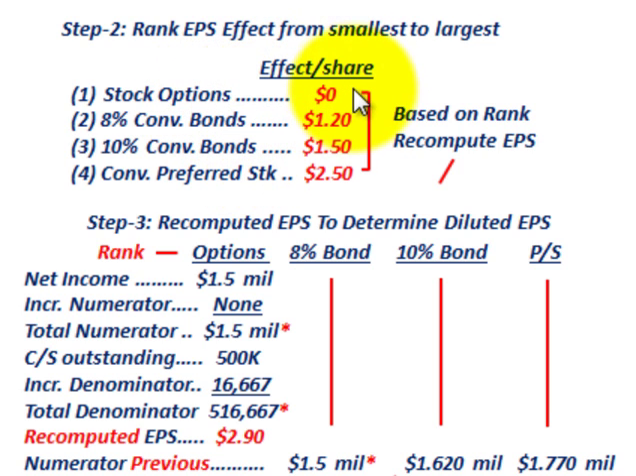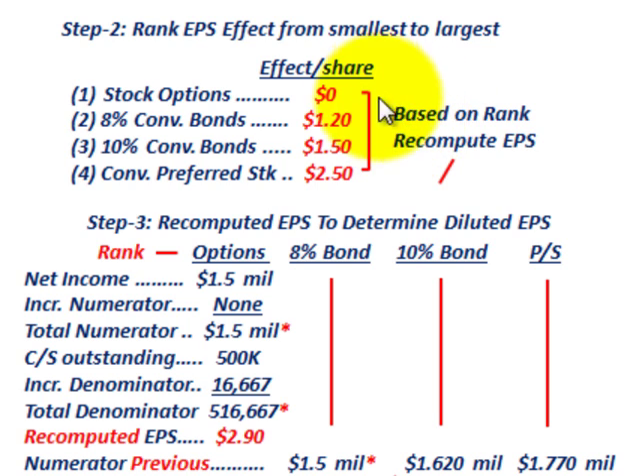So for our stock options, we would have had a 0 effect on earnings per share, 8% convertible bonds, $1.20, 10% convertible bonds, $1.50 per share, and then our convertible preferred stock was $2.50 per share. So here we had to rank our securities. However they fell out, we have to rank them from the smallest effect up to the largest effect. So based on this rank, we recompute the earnings per share. That's what we had to do here.